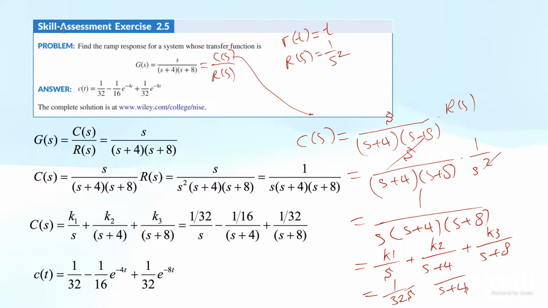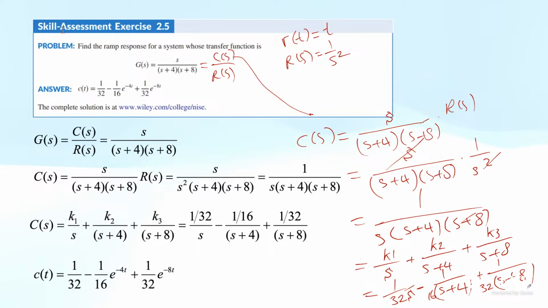For S plus 4, we will take the limit as S goes to minus 4, so it will be 1 divided by minus 4 multiplied by 4. 4 times 4 is 16, so minus 1 divided by 16. So it will be like this one. The other part is S plus 8. So take the limit as S goes to minus 8. So minus 8 multiplied by minus 4, so it will be plus 1 divided by 32, like this one.